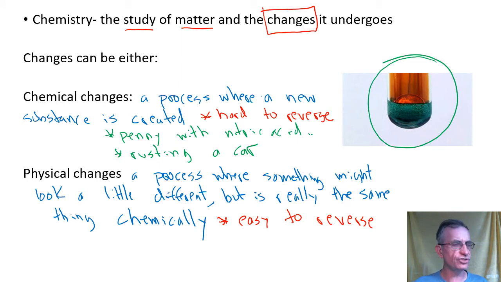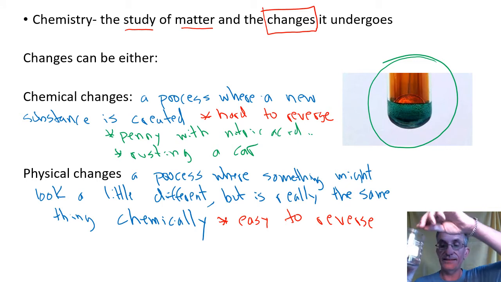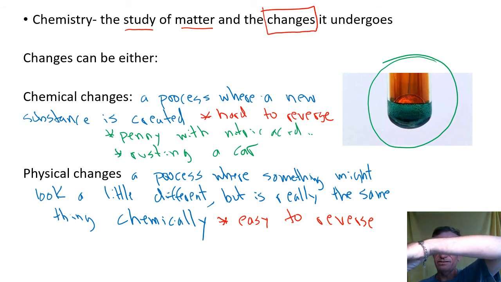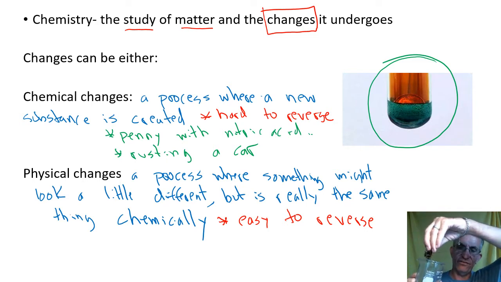Now a physical change would be something like, and actually we did one of these. Do you remember the one with the iron and the magnet? I showed you this on the video a few lessons ago. You can separate iron and sulfur. Oh, let me put it over here, iron and sulfur with the magnet.